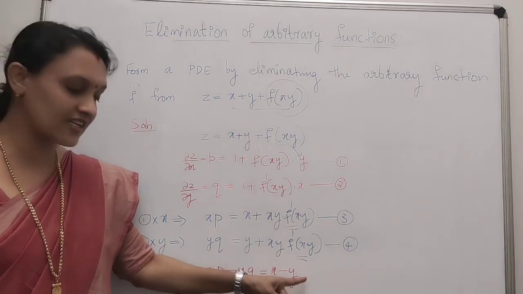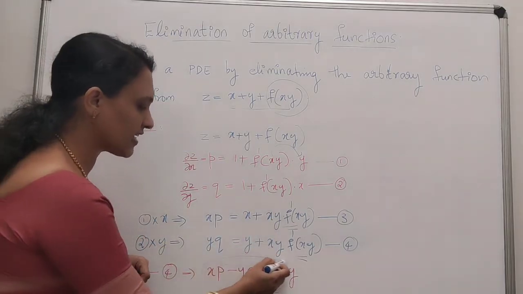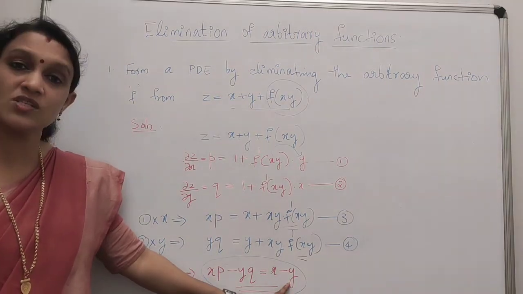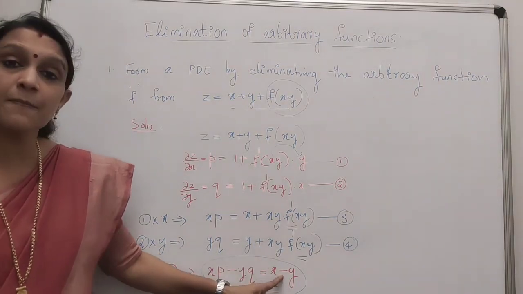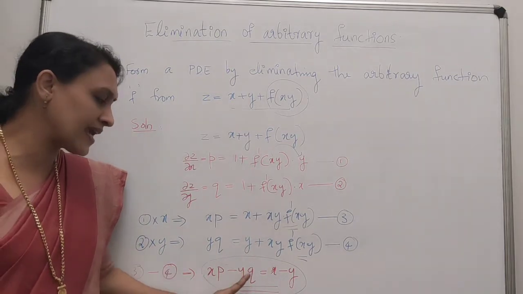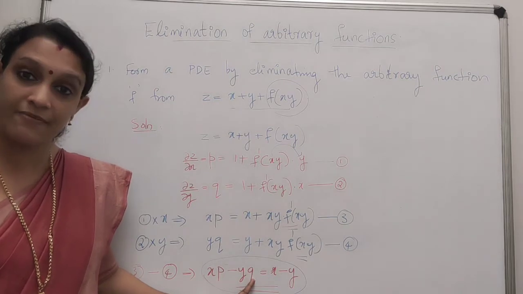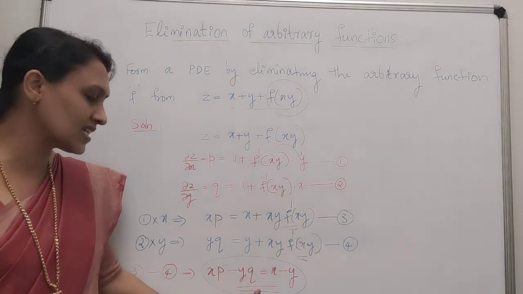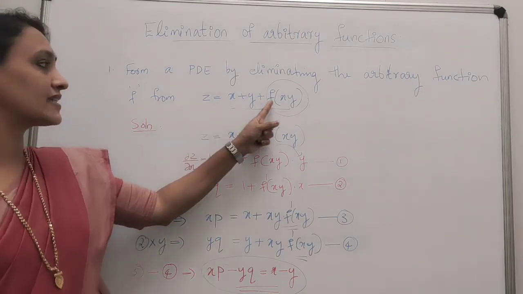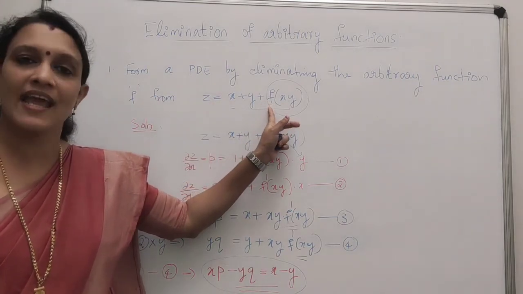Now see the final answer. xp minus yq equal to x minus y, and this is independent of the arbitrary function. It contains p and q, that means first order partial derivatives. So this is the required partial differential equation by eliminating the arbitrary function f. Okay.